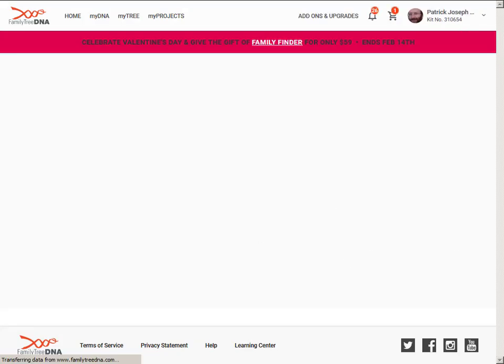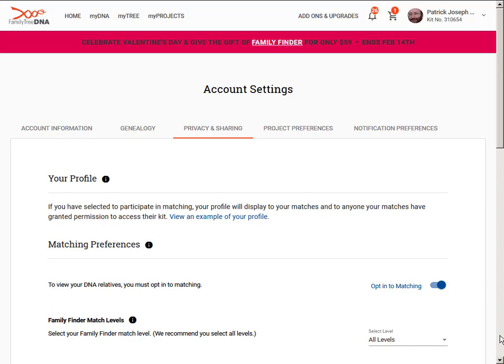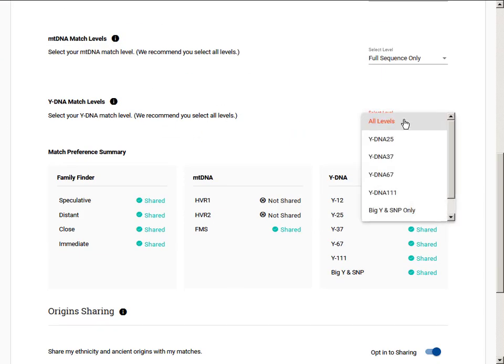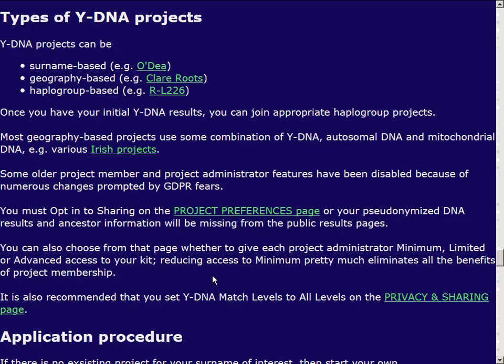Similarly, on the privacy and sharing page, most administrators want you down here to set your Y-DNA matches to all levels so that they can compare your first 25 or your first 37 or your first 67 or your first 111 markers. And most projects' home pages will warn you about that.